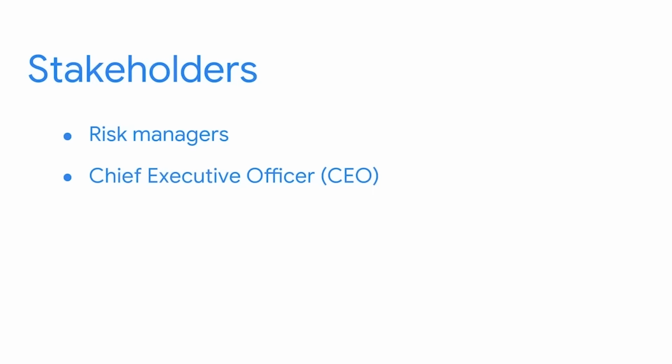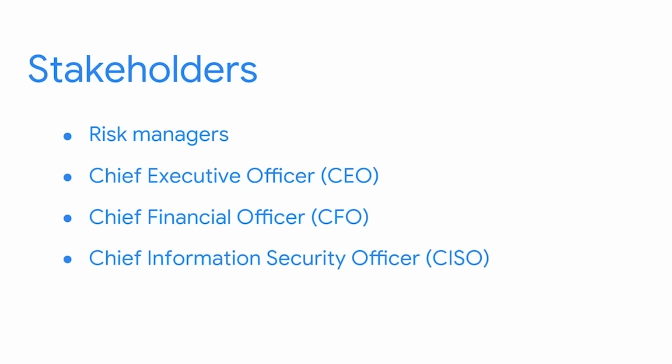There are many stakeholders that pay close attention to the security of critical organizational assets and data. We're going to focus on five of those stakeholders: risk managers, the chief executive officer, also known as the CEO, the chief financial officer, also known as the CFO, the chief information security officer, or CISO, and operations managers. Let's discuss each of these stakeholders in more detail.